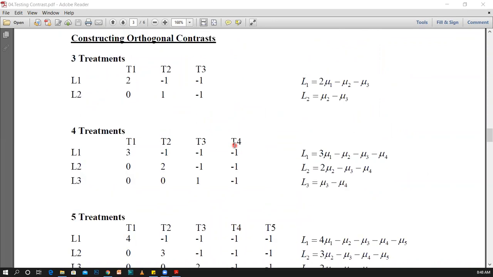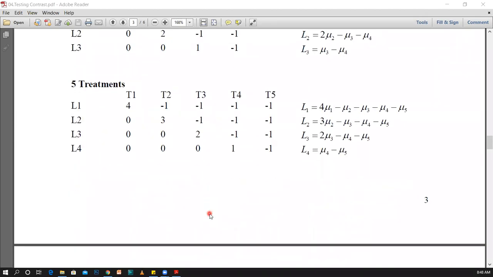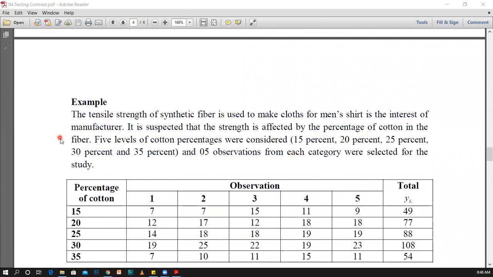And in the previous one, we defined that if we have k independent contrasts, then the sum of the squares of these contrasts is equal to the treatment sum of squares. Therefore, this is one example we are considering.